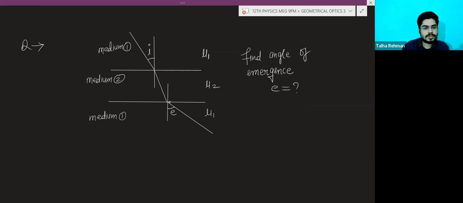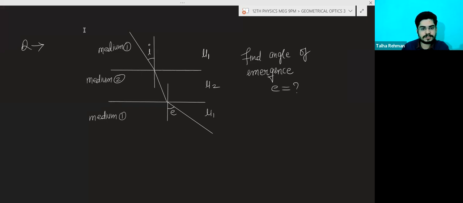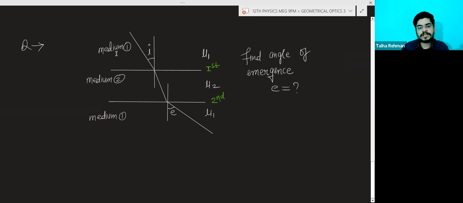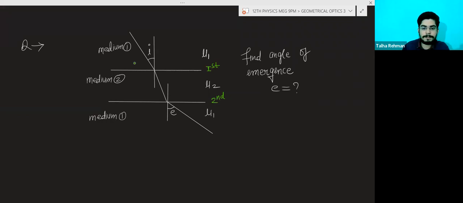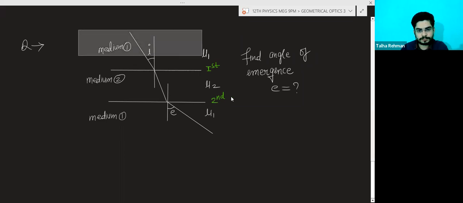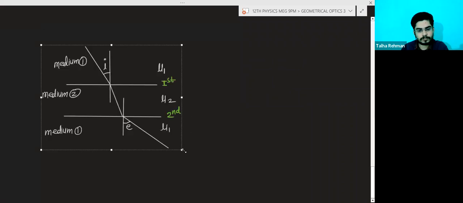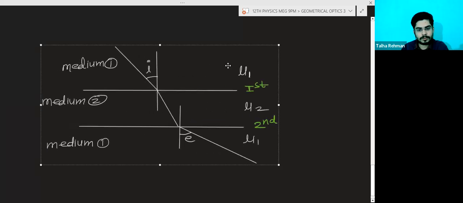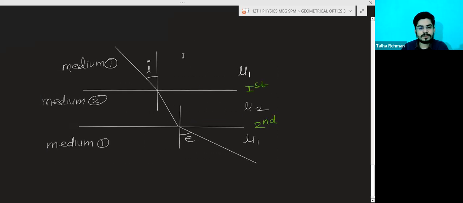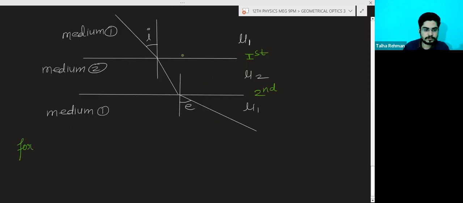Okay. This is the first interface, and this is the second interface. The first interface is between medium 1 and medium 2. The second interface is between medium 2 and medium 1. Now we will apply Snell's law. So for the first interface, how will we apply Snell's law?